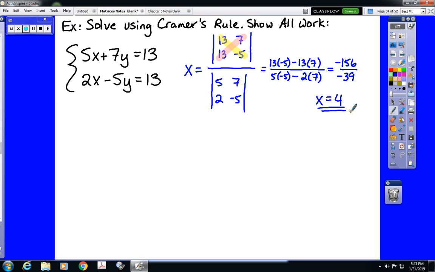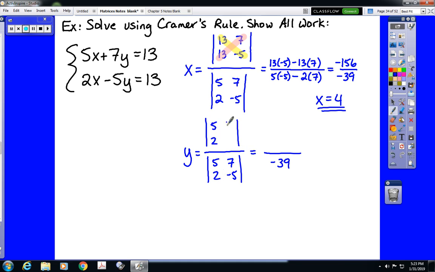Now y is actually even easier than that, and the reason for that is we already know that this bottom determinant is the same determinant. So we don't have to redo this determinant. It's the same determinant. We know that is already equal to negative 39. So all we have to do is the top determinant. Now remember, on the top for y, the x column will remain the x column, and the y column will be the one that gets replaced with the answers. So we would be doing the determinant of 5, 13, 2, 13.